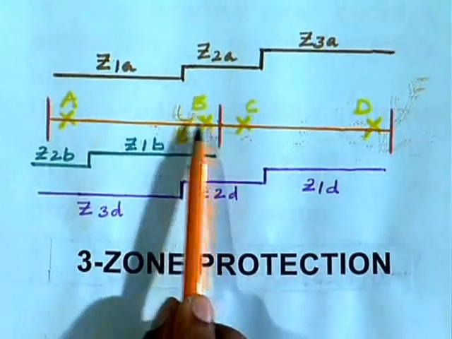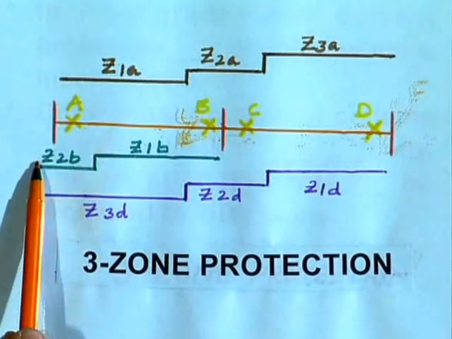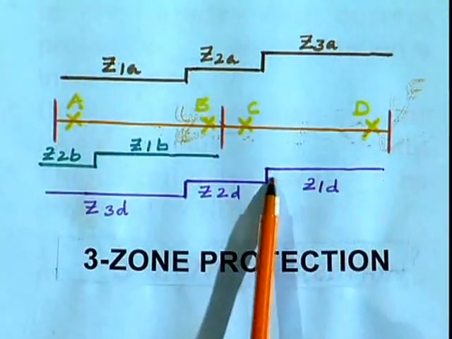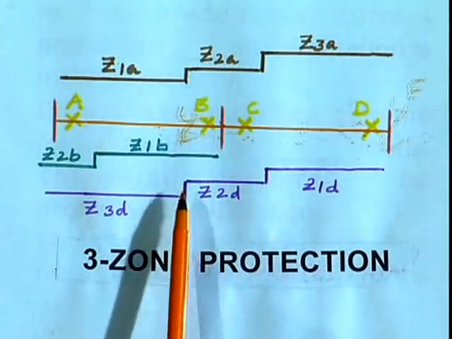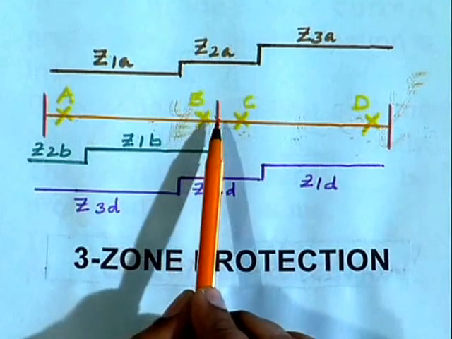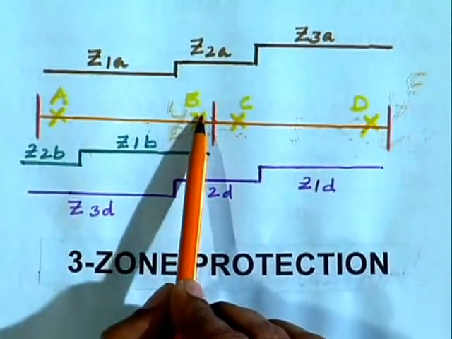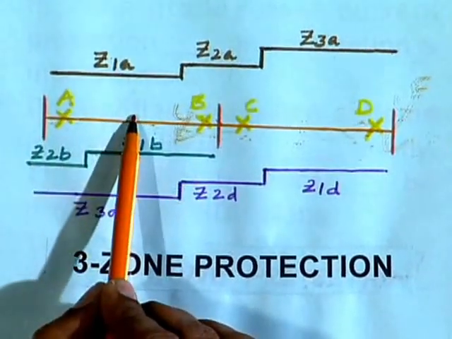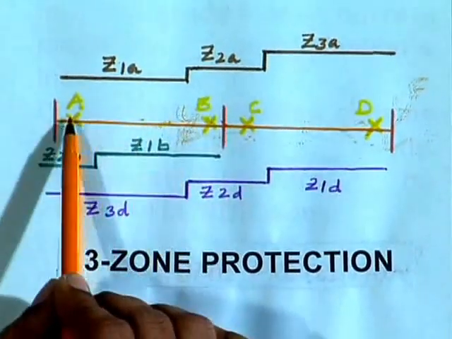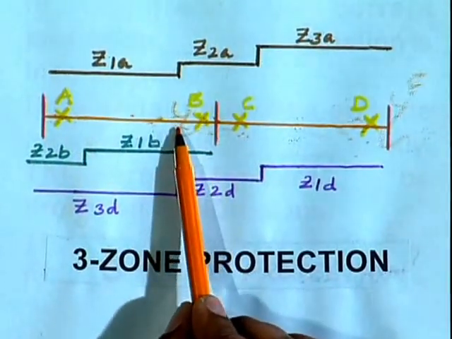From B it will have its own zones: Z1B is 80%, then a second zone of 20%, then a third zone. Similarly for D, it is 80% for the first zone, then a second zone, then a third zone. So the fault occurs within the 80% of Z1B, therefore relay B will operate, but A does not operate because the fault occurs beyond its 80%, though A will give the backup protection, but B will act instantaneously.